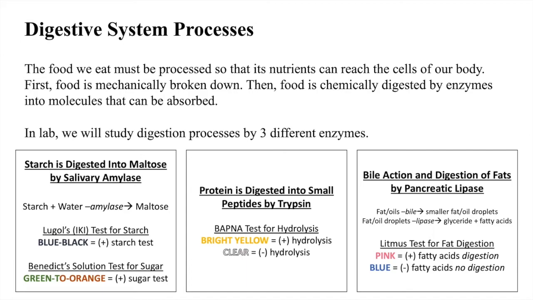In lab, we will perform a series of tests to determine whether digestive enzymes have successfully broken down carbohydrates, protein, and lipids into their basic molecular units: sugars, peptides, monoglycerides, and fatty acids.